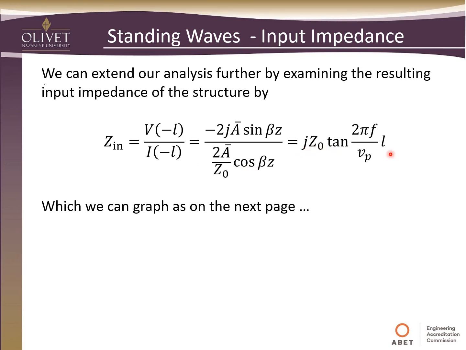what pops out is this tangent function. So it's j Z naught, the tangent of 2 pi f over the phase velocity times L. Since this is a function of L, we can now graph this on the next page. We'll look at that.